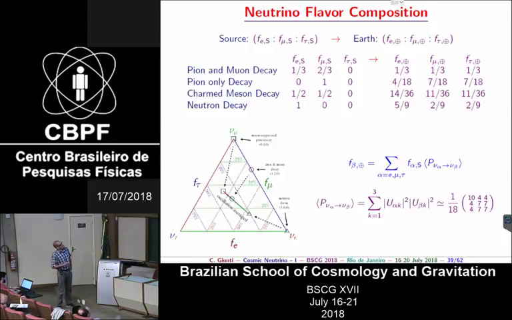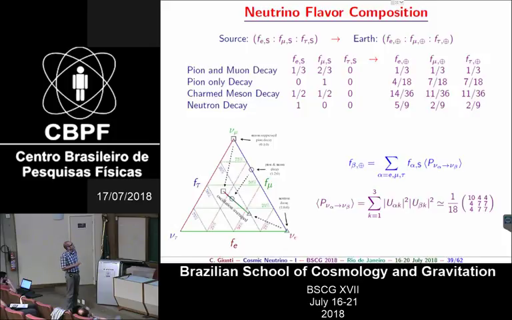So you can see that if we consider some three of these cases, which is the pion and muon decay, so this is the first case, at the source, the flavor composition is represented by this point. And then by making this transformation of the probability to the Earth, you reach this point, which gives the flavor composition on the Earth. This is the case of muon-suppressed pion decay.